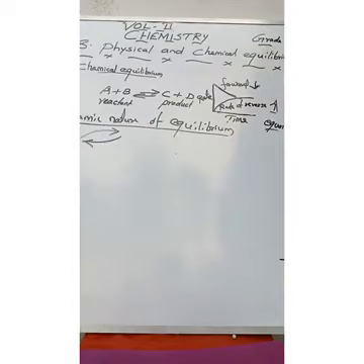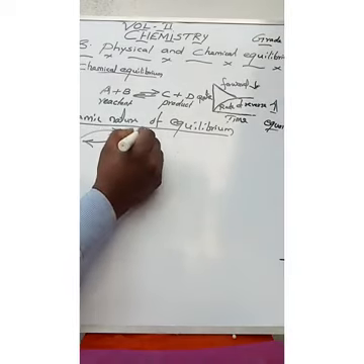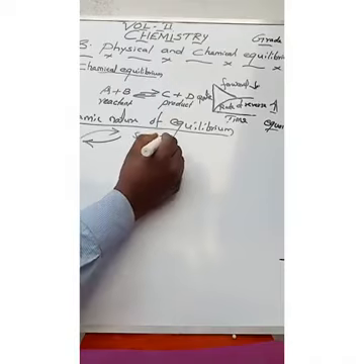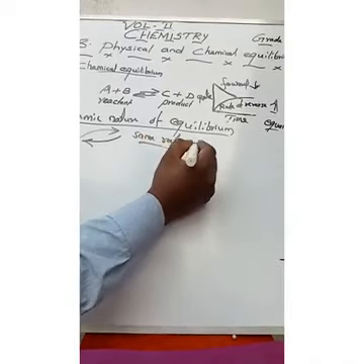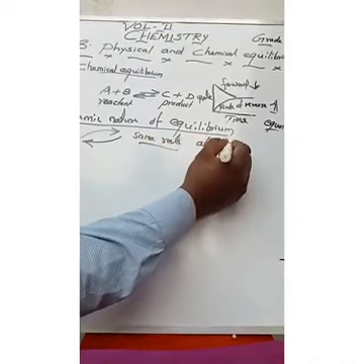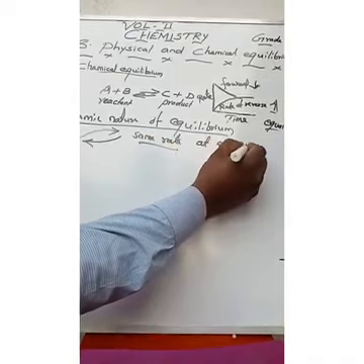At equilibrium, what is the condition? Both the forward and backward reactions proceed at the same rate. That we call equilibrium. At equilibrium, the forward and backward reactions are proceeding at the same rate.